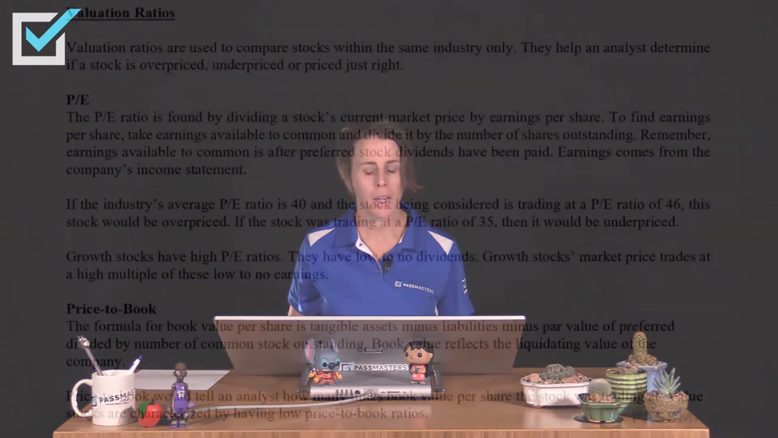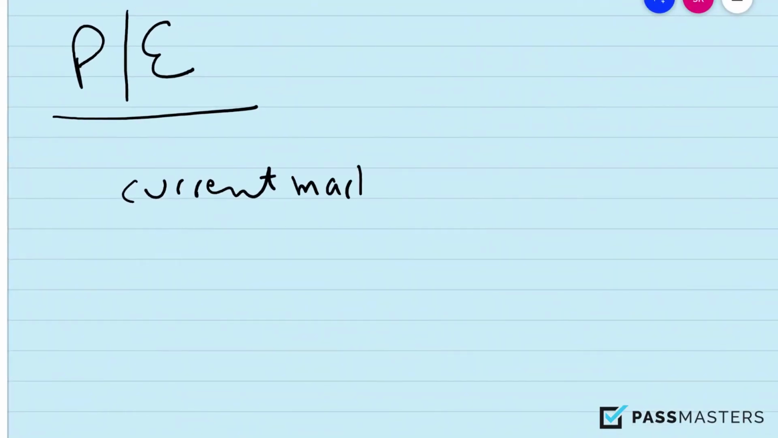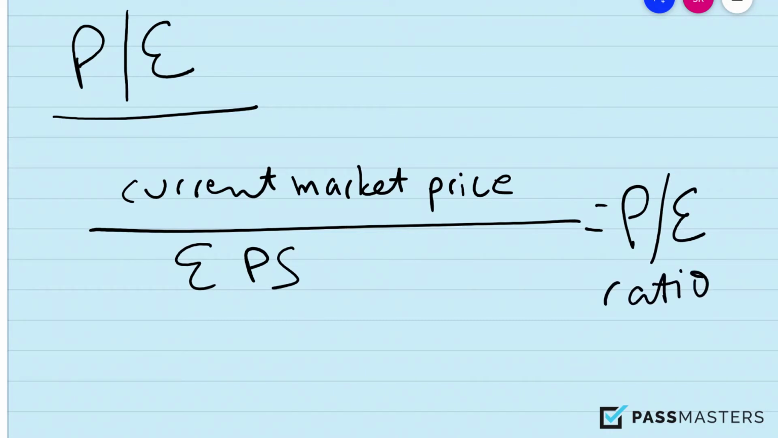Let me ask you, where does a company's earnings per share show up? Balance sheet, income statement? Income statement. Earnings per share are found on the company's income statement. The price-earnings ratio is found by dividing the stock's current market price by earnings per share. This gives you the company's price-earnings ratio.